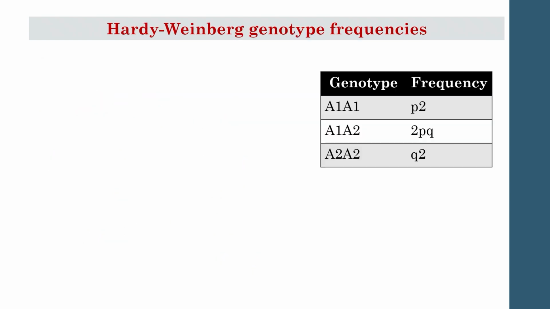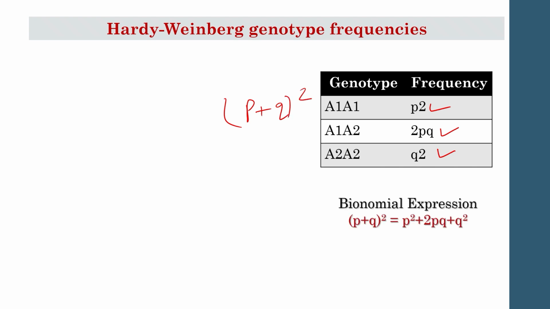Finally, we have obtained the genotype frequencies in terms of allele frequencies, as mentioned in the table: p squared, 2pq and q squared. If we observe carefully, we will notice that these predicted frequencies are obtained by the expansion of the binomial expression (p plus q) whole squared, right? So population geneticists refer to them as the Hardy-Weinberg genotype frequencies. So this is what we call the Hardy-Weinberg genotype frequencies.